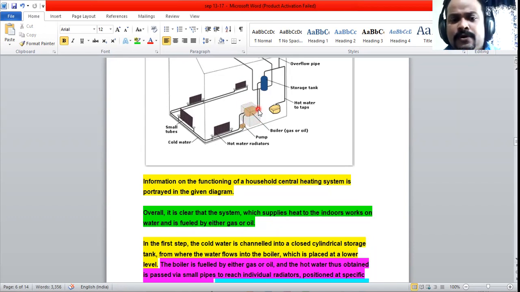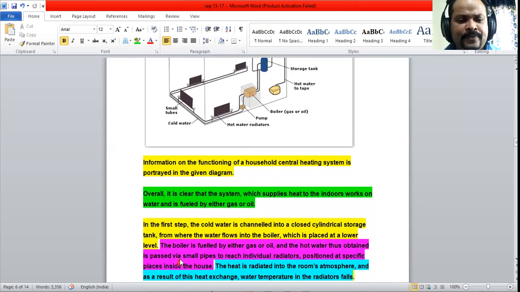So you can say this thing is there. The boiler is fueled by either gas or oil, and the hot water thus obtained is passed via small pipes to reach individual radiators positioned at specific places inside the house.